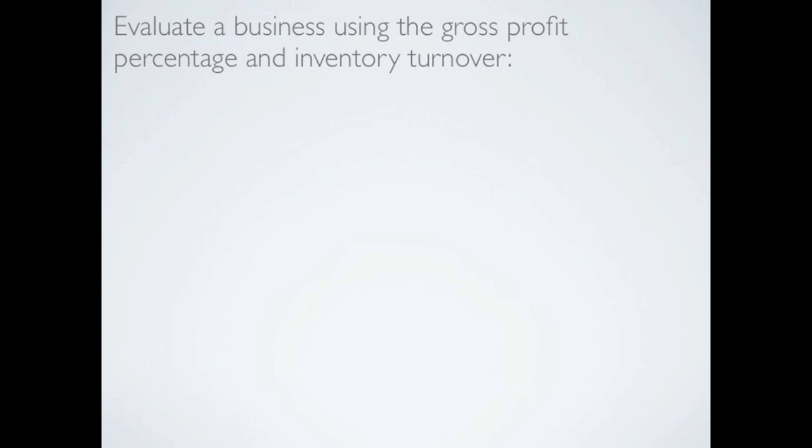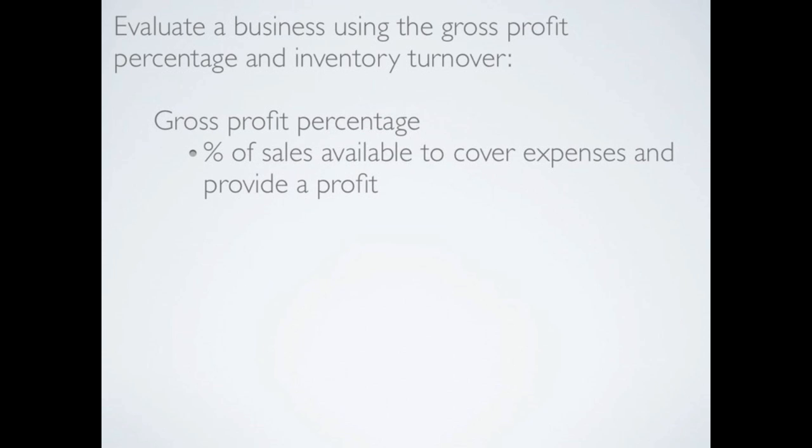So let's look at some business evaluation ratios here. The two we're going to look at briefly is the gross profit percentage and the inventory turnover. So let's look at the gross profit percentage first. The gross profit percentage is the percent of sales that's available to cover their expenses and provide a profit. This ratio is closely watched by potential investors for any small increases or decreases.